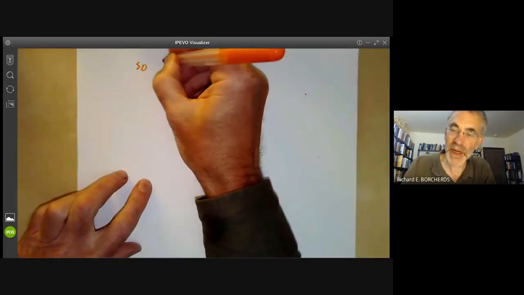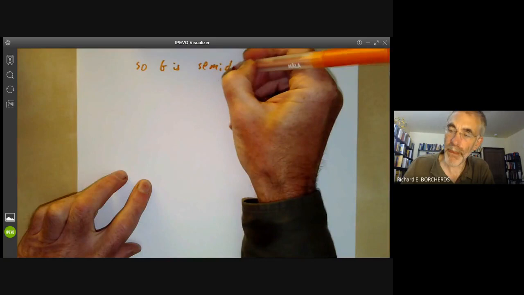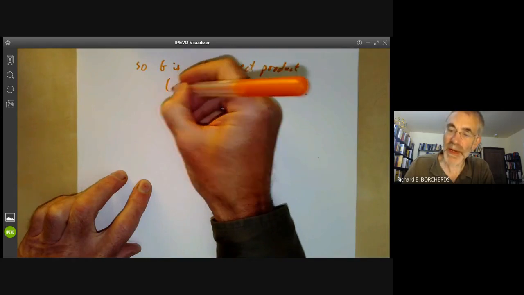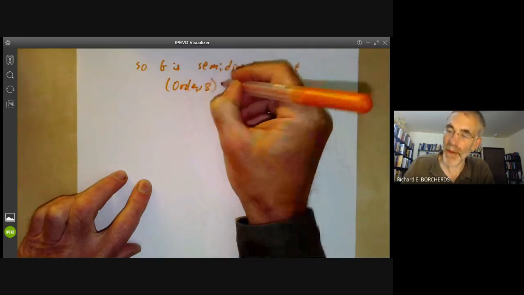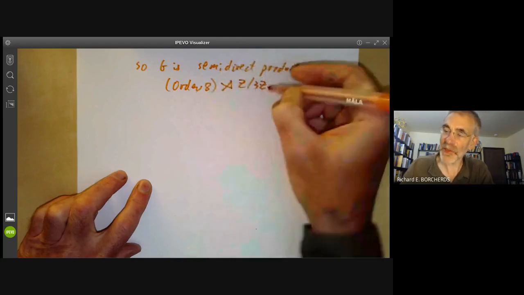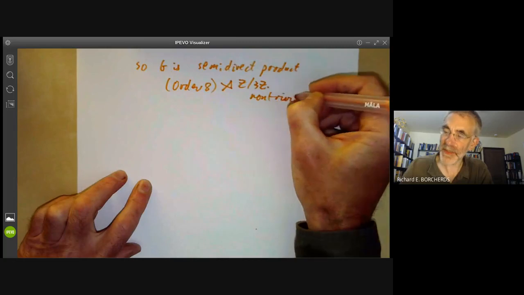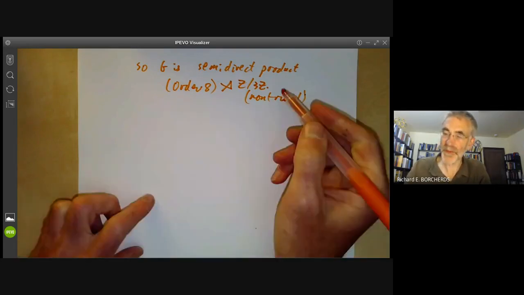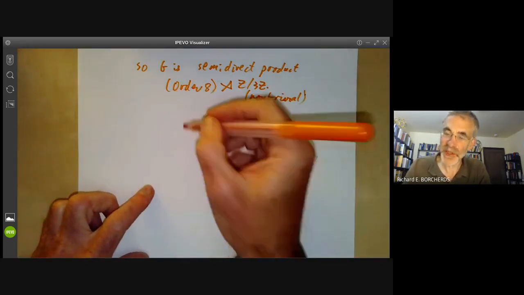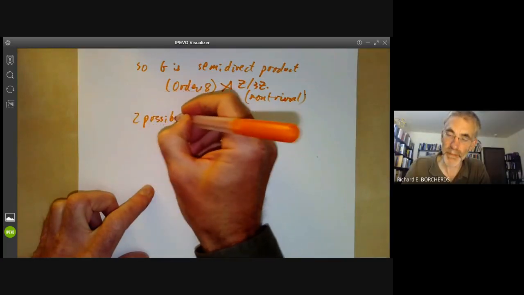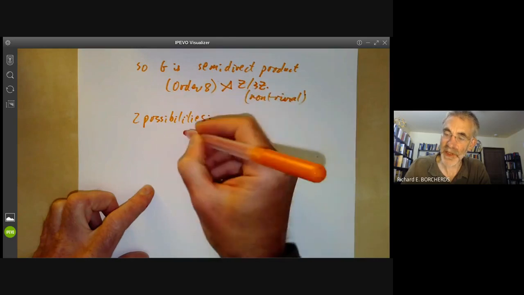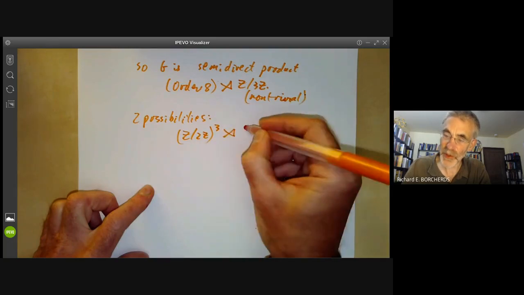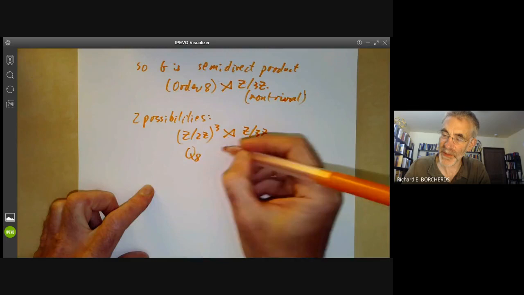G is a semi-direct product of an order 8 group with a group of order 3 acting non-trivially, because if it acted trivially, then we would be back in the case when it had a normal Sylow 3-subgroup. And we can check through the groups of order 8, and we find there are just 2 possibilities. It could either be Z modulo 2Z cubed, semi-direct product Z modulo 3Z, or it could be the quaternion group of order 8, semi-direct product Z modulo 3Z.